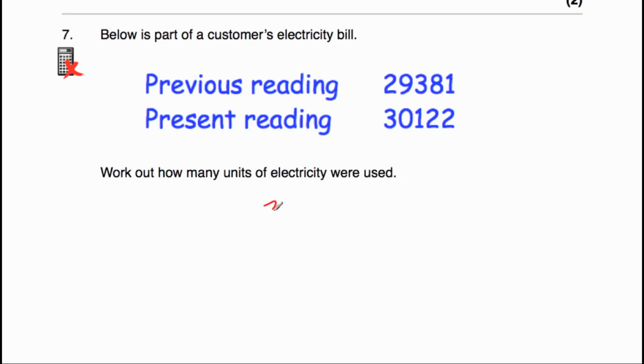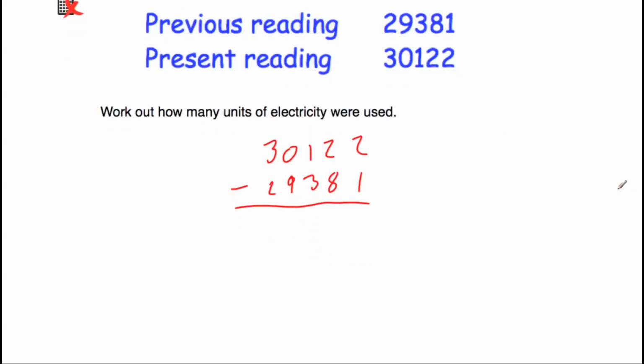So if we take our 30,122 and take away 29,381, just lining up the numbers as ones, tens, hundreds, thousands and 10,000s. And if we take them away, we can see how many units of electricity we used. So 2 take away 1 is equal to 1. 2 take away 8 we can't do, so let's borrow, so let's call that a 0 and that a 12. 12 take away 8 is equal to 4.